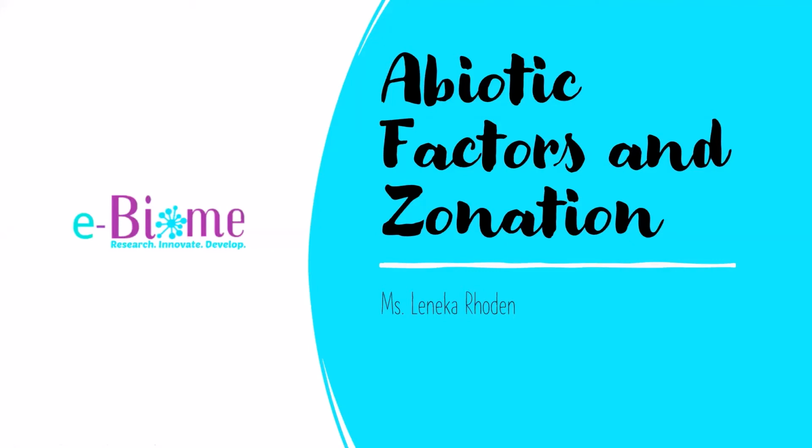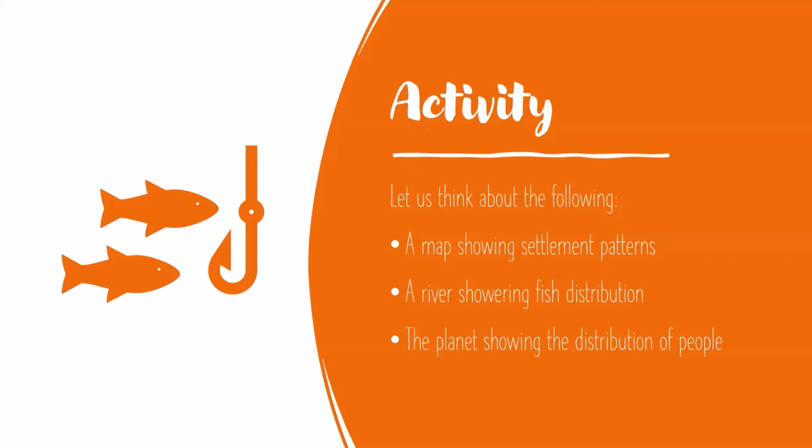So we'll be looking at abiotic factors and zonation. And what zonation really is, it's a species distribution. So why is it that there's a group of species over here as opposed to over there? Let us start out with an activity.